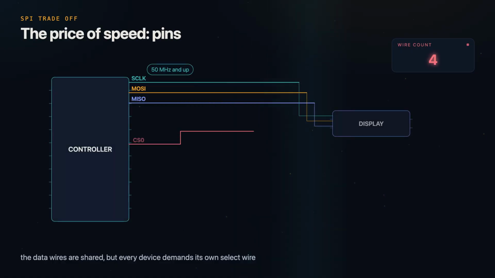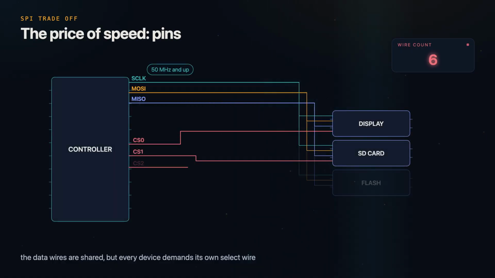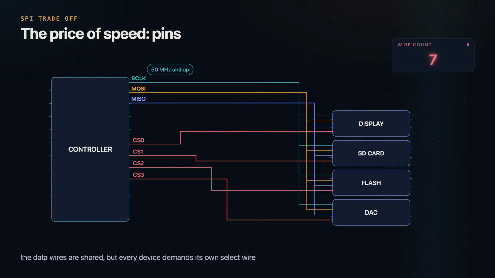Because the clock removes all guesswork, SPI is fast. Tens of megahertz is routine, perfect for screens and memory cards. But look at the cost. The clock and data wires are shared. The chip selects are not. Every device you add demands its own select wire and its own pin on your controller.